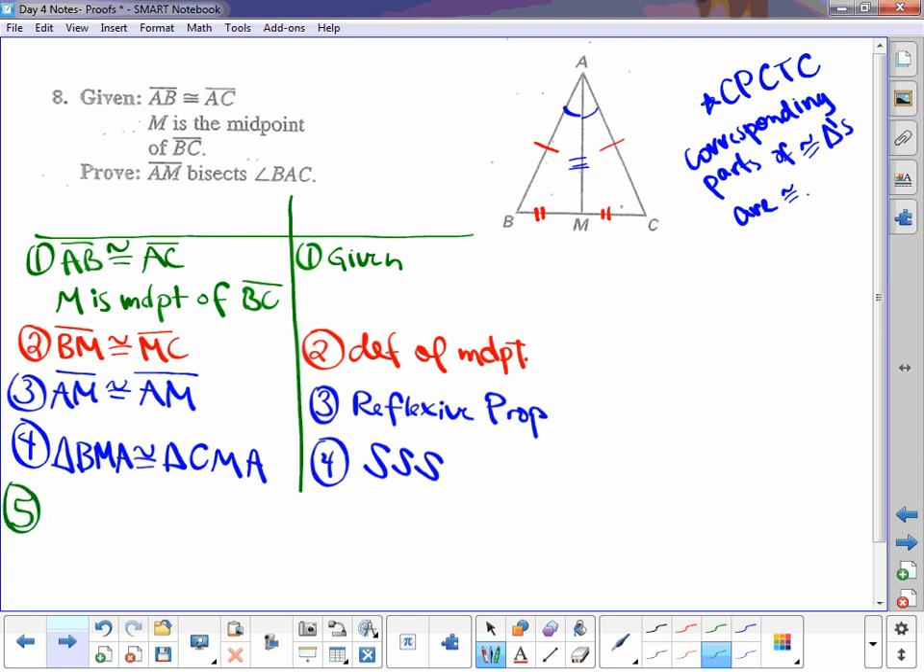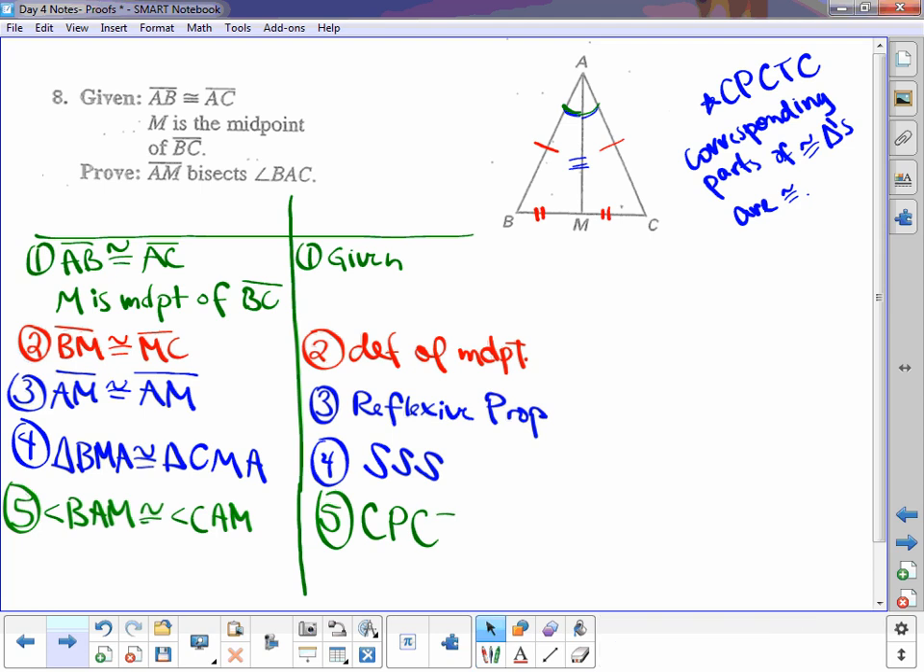Alright, so again we have to use 3 letters. Angle BAM is congruent to angle CAN. So again, I'm just stating that these are congruent. And my reasoning is CPCTC. And you can just write that out. And again, we can state this because I have triangles congruent, and I can say some other pieces.